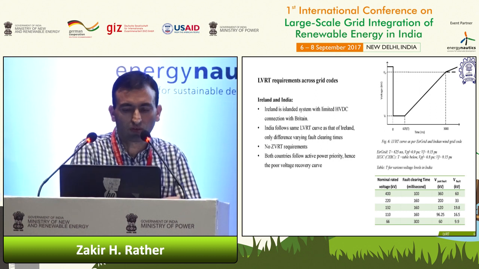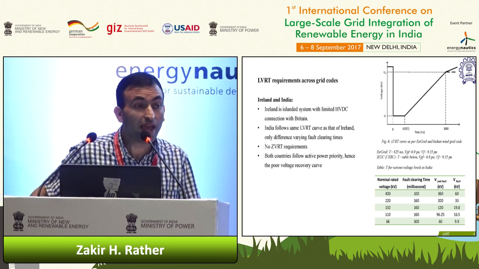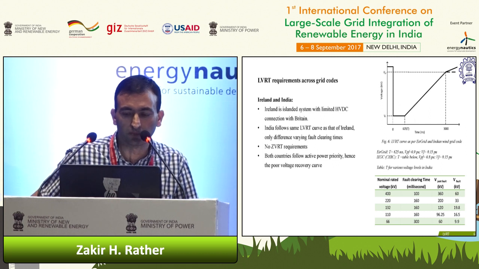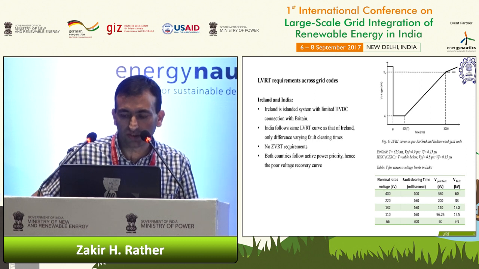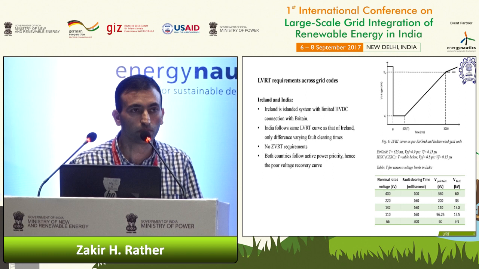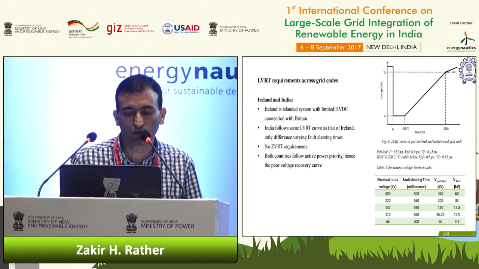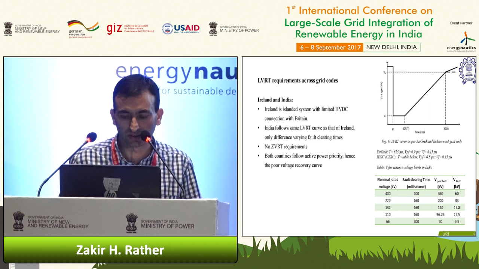So this is the LVRT curve of India, above 33 kV, as well as Ireland, where we have active power priority during the fault voltage dip. Above 33 kV in India, whichever wind turbine is connected to the grid, we have this LVRT requirement, as you can see here, and for different voltage levels we have different time periods. This is the time period for the fault before which a wind turbine can actually disconnect from the system. But we don't have a ZVRT, zero voltage ride through requirement, here in India as well as in Ireland.